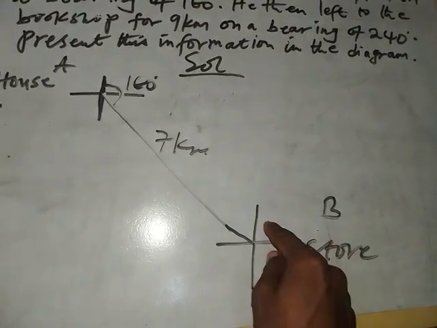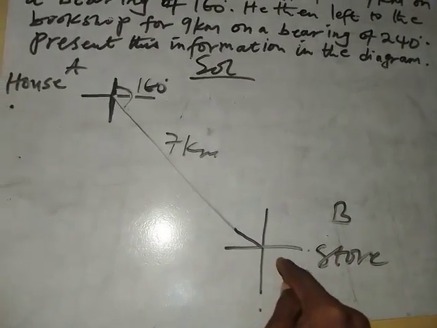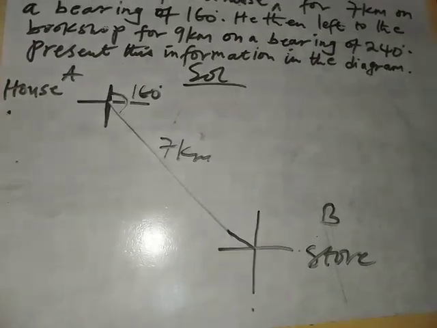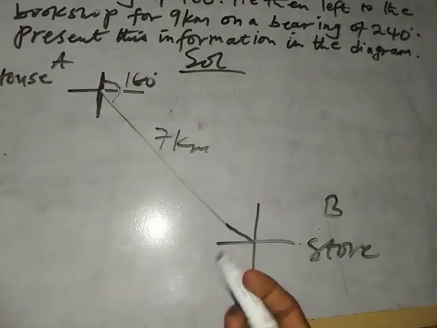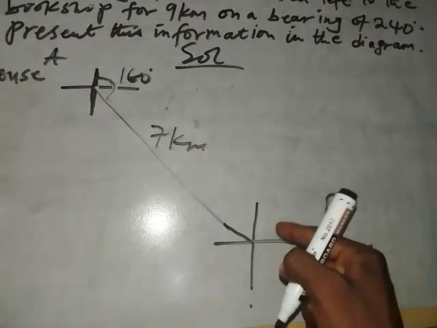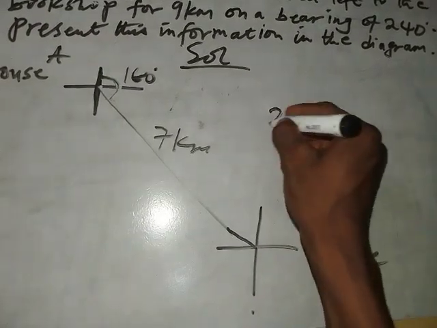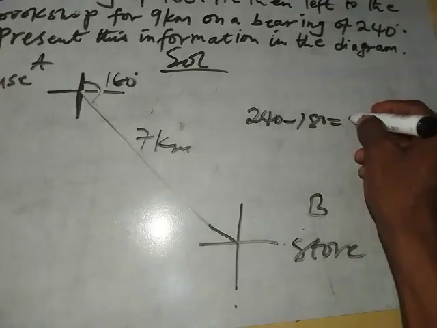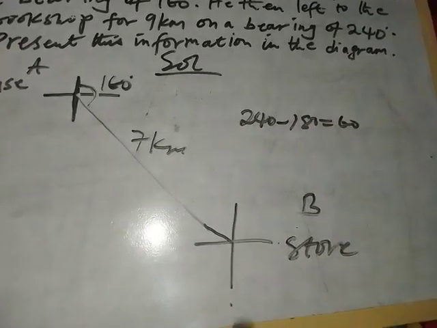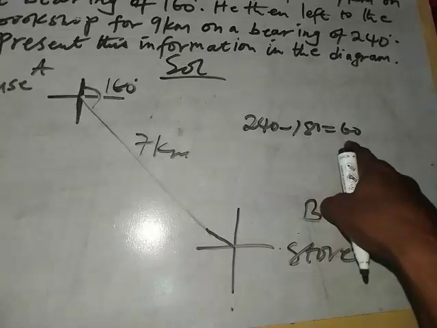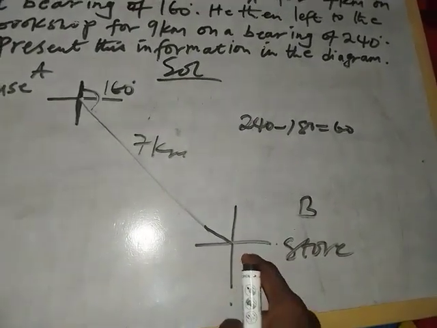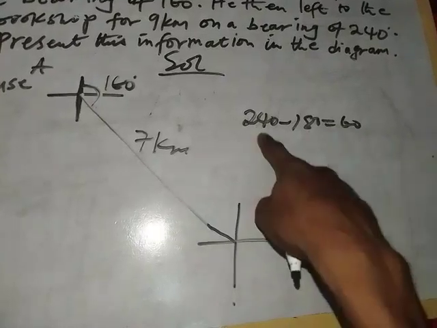So if this is 90 plus 90, that is 180. From here to here, how many degrees can be added to 180 to give you 240? You can do it like this: 240 minus 180 is 60 degrees. That means after 180, that's 90 plus 90, you are going to add 60 degrees to give you 240 degrees. You are getting me now?